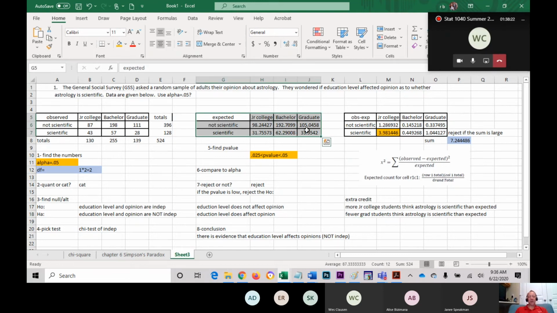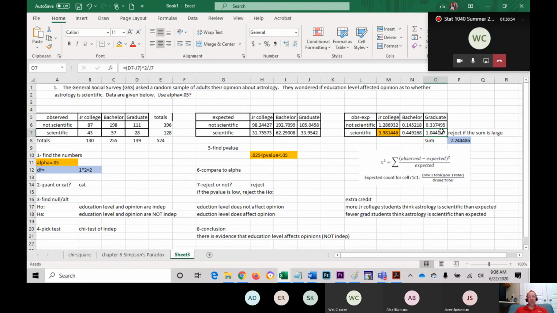So the idea here is if your education level didn't affect your opinion, we would have expected just 31 junior college, and we got 43. So we got way more junior college that said it was scientific than we expected. Then the next biggest number is the non-scientific. So we got fewer. We would have expected 98. We only got 87. So fewer junior college said it was not scientific than we would have expected.